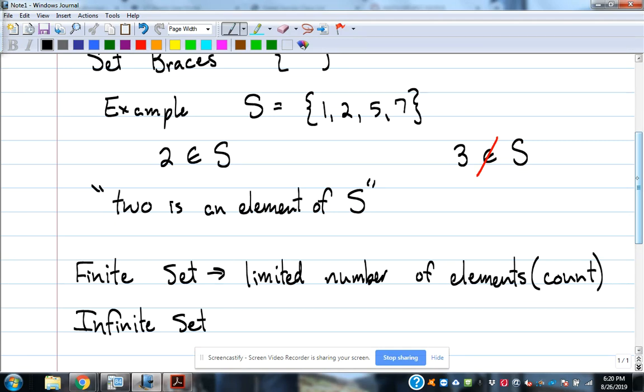That's finite, right? An infinite set, well, what's the prefix in? What does it do? Any English majors in here? The in is the opposite. The opposite of finite would be infinite. So opposite of limited would be unlimited. All right. So an unlimited or unending, maybe it's a better way of saying that since it's numbers that we're dealing with, number of elements.